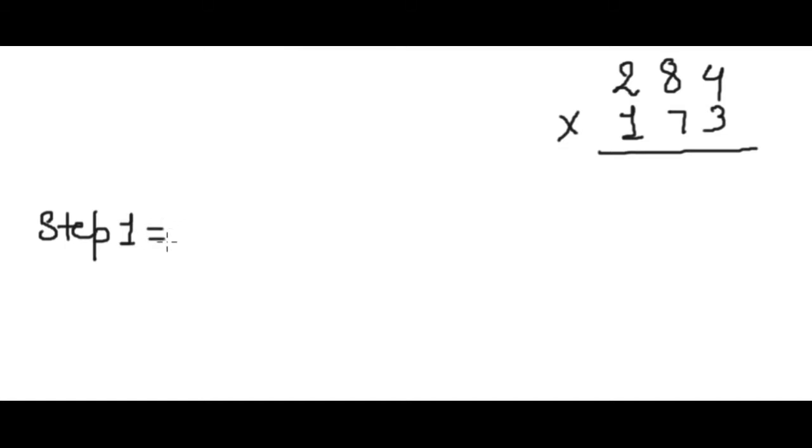Step 1. We will do 5 steps. So start with the first step. We will multiply 4 into 3. 4 into 3 is 12. We will write 2 here, this last digit 2, and carry forward this 1 to the next step.